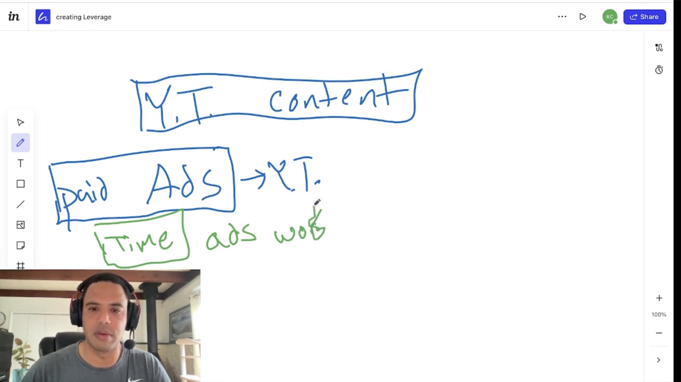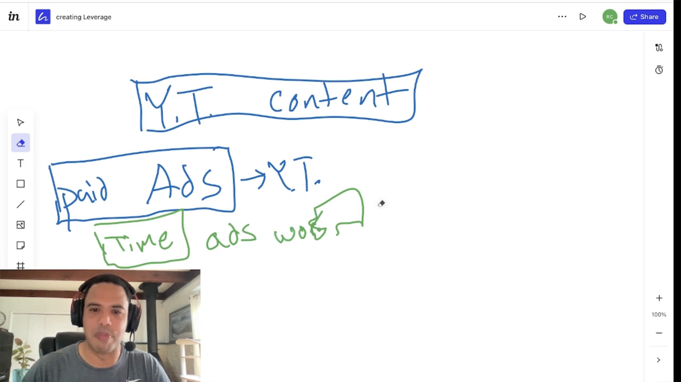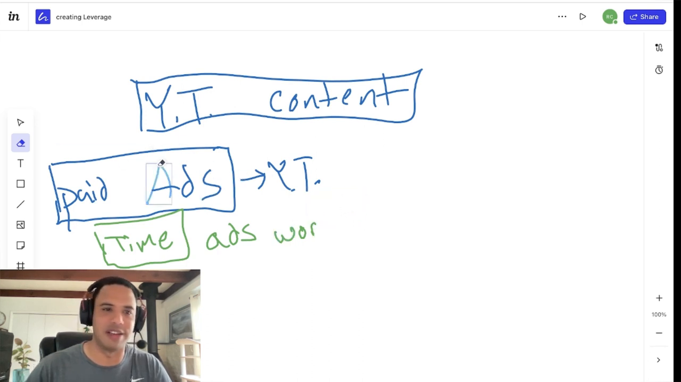Oops. What's going on here with this thing? All right, we'll delete that. My pen that I draw with has a button on it, and every time I click that button by accident, it does that.